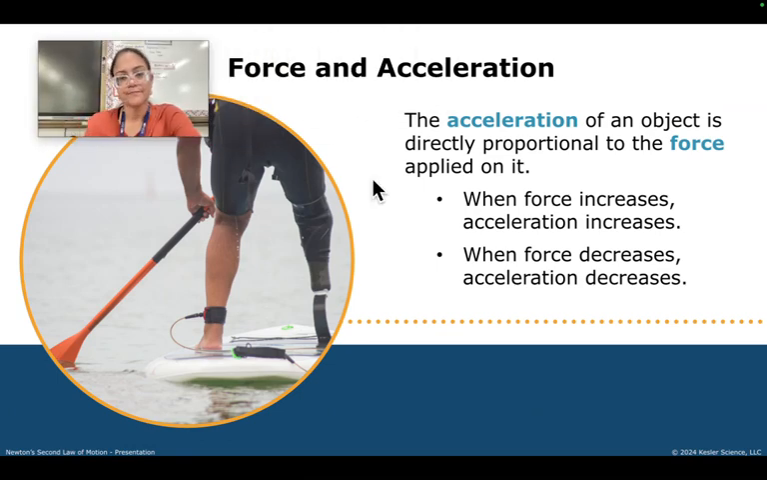Okay, the acceleration of an object is directly proportional to the force applied to it. So when the force increases, acceleration increases. When force decreases, acceleration decreases. So when we did the organize it in stations, a lot of you guys really understood this, right? Like you take the weight out of the wheelbarrow, it makes it easier to push, you go faster. You add weight to it, it makes it harder to push, you go slower. It's pretty common sense. So if the force goes up, acceleration goes up. If the force goes down, acceleration goes down.